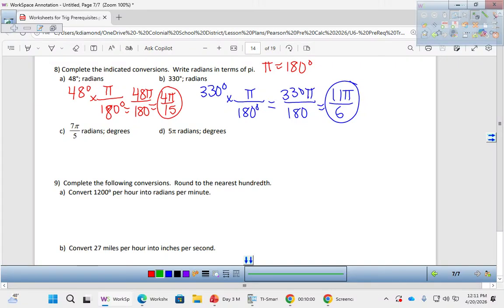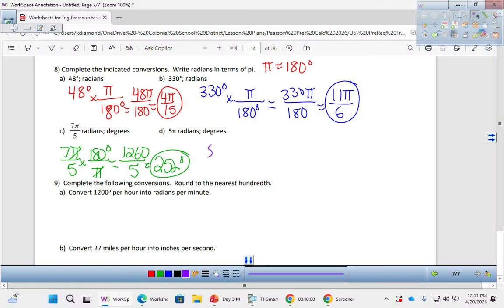For this next group, we're going to do the opposite. We've got the pi in the top, so to get rid of the pi, we'll put the pi in the bottom, which means the 180 degrees goes in the top. So I'm going to do 180 times 7 over 5. The pi's cancel out. So it just becomes 1260 divided by 5. So that's 252 degrees.